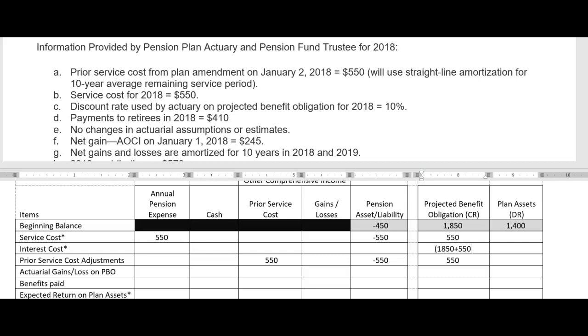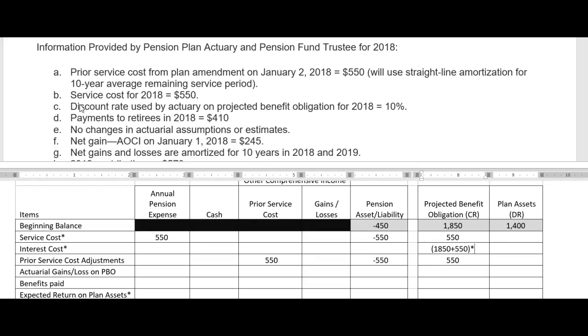the 550. And again, the 550 is this 550 because we have a prior service cost. It is not the service cost. Don't ever add the service cost. You always add any PSC. Now, if you only had it for a portion of the year, it's going to be for the full year. In other words, had this change been made before this year, we would not have 1850 in our beginning balance. We would actually have 1850 plus 550, which gives us $2,400.